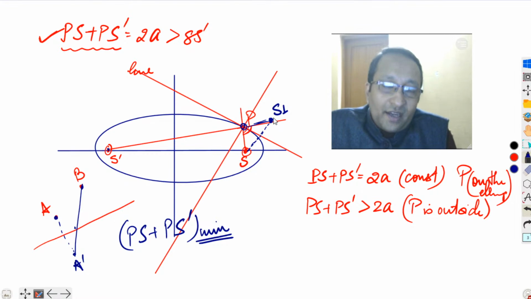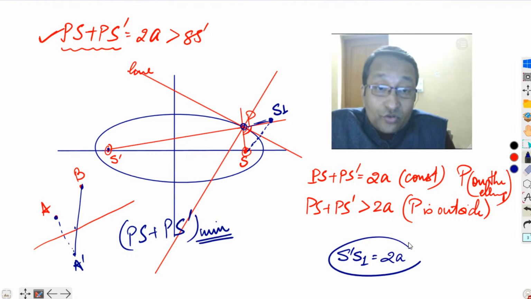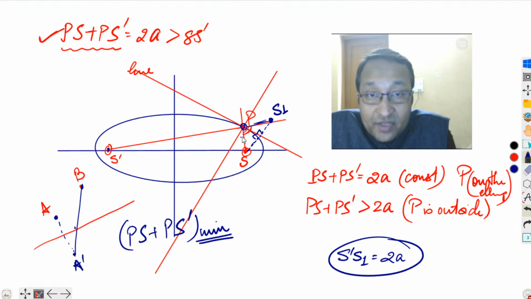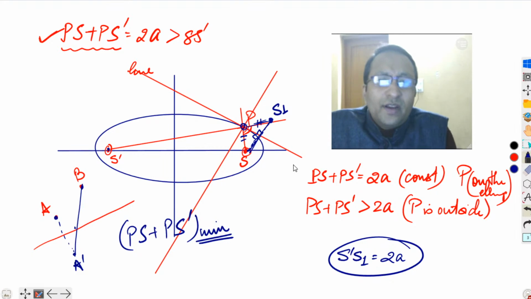So I would take an image S1, join S1 to S dash, and I can understand that the length S dash S1 would definitely be equal to 2A, because PS plus PS dash was 2A. By the concept, because this is a mirror image, these two lengths would be equal. But if this becomes the mirror image, how do you realize that the line is a tangent?